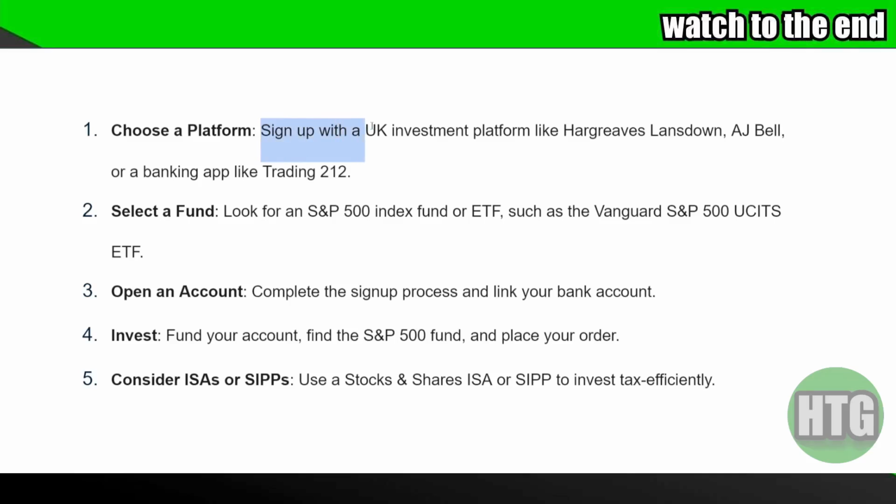First things first, sign up with a UK investment platform like Hargreaves Lansdown or AJ Bell, or a banking app like Trading 212. Now, you just have to sign up for either of these websites or applications. Once you're done, you will be able to look for an S&P 500 index fund or ETF, such as the Vanguard S&P 500 UCITS ETF.